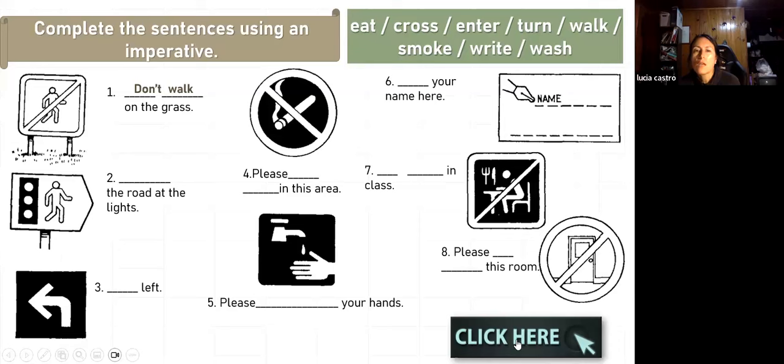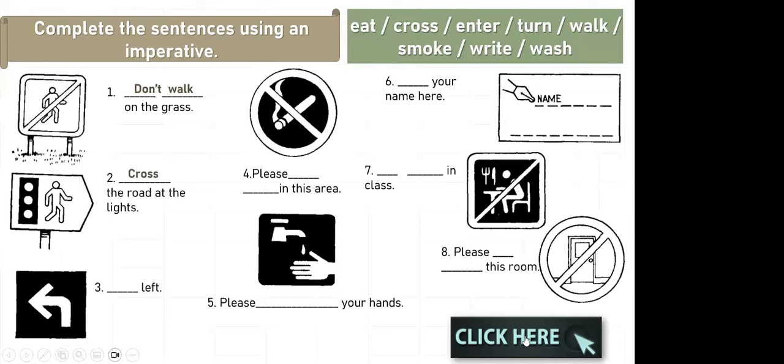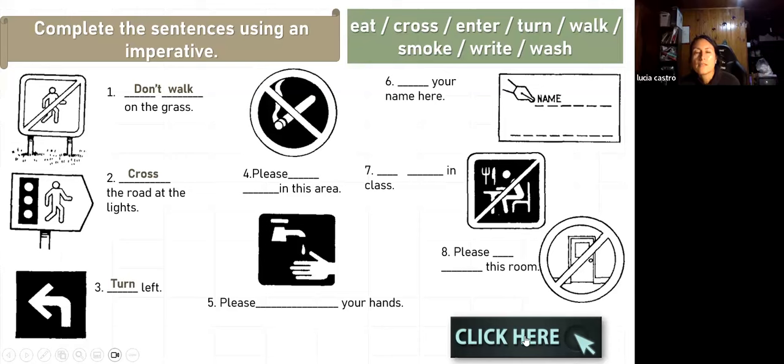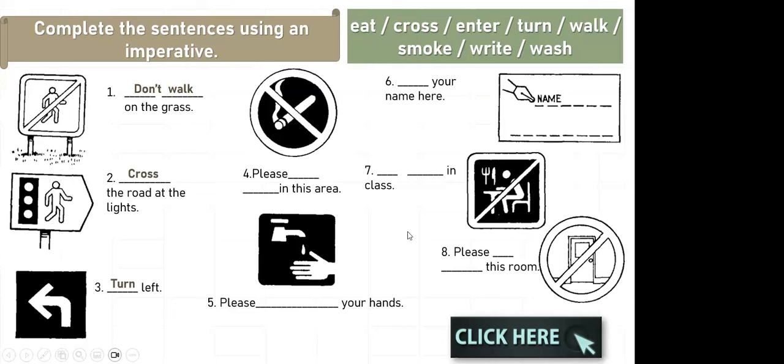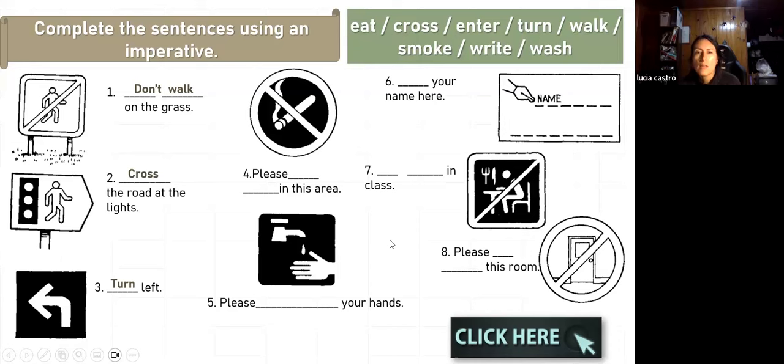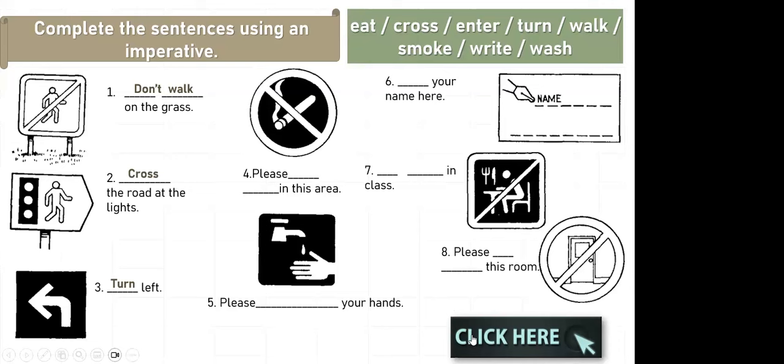Cross the road at the light. Very good. Cross the road at the lights. Good job. How about number 3? What do you think? Turn left. For sure. How about number 4? Please don't smoke. Very good. Please don't smoke in this area. How about number 5?